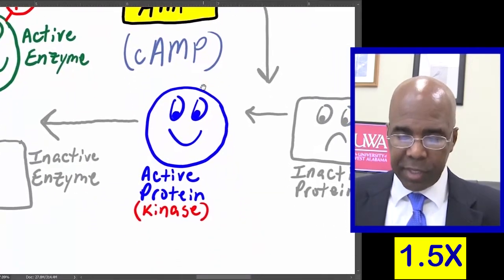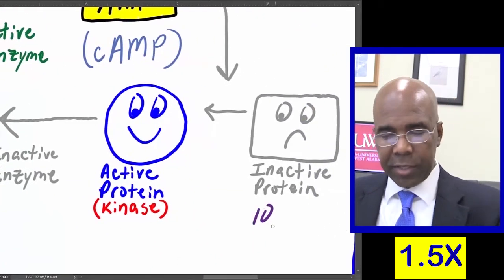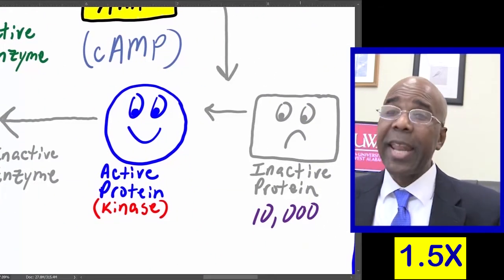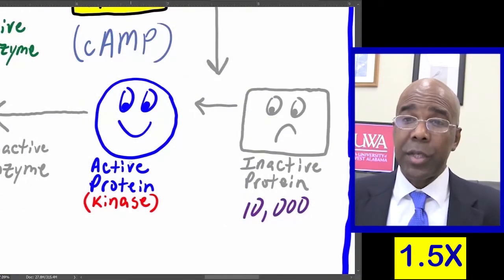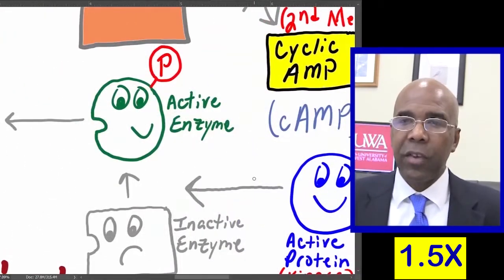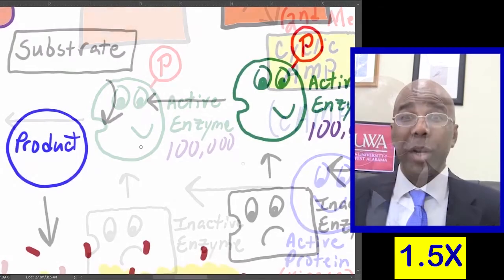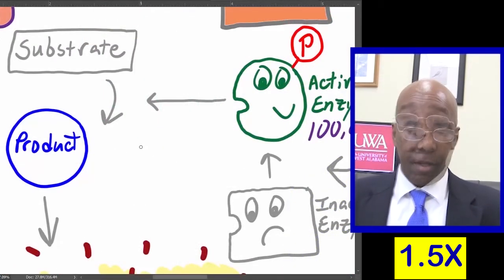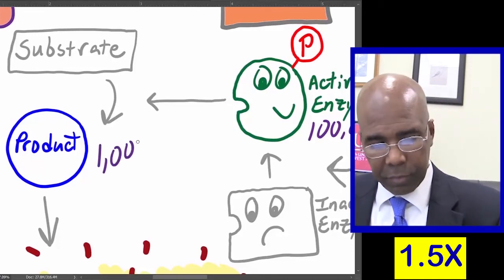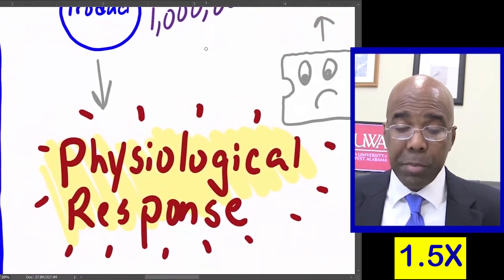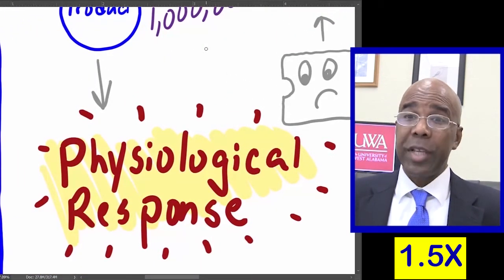Those 1,000 cyclic AMPs may activate 10,000 inactive proteins. Those 10,000 activated kinases may phosphorylate and activate 100,000 active enzymes. Those 100,000 active enzymes may catalyze the reaction of 1 million products. And those 1 million products can increase a physiological response 1 million fold.